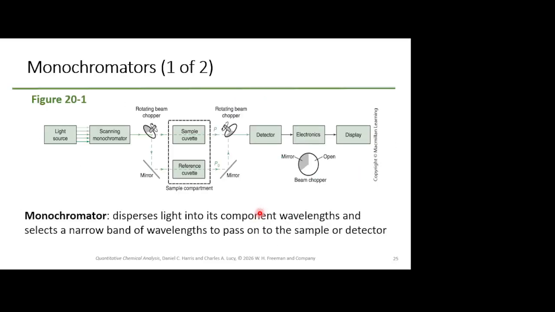Monochromators. So the monochromator is going to disperse light into its component wavelengths and select a narrow band of wavelengths to pass on to the sample or detector.